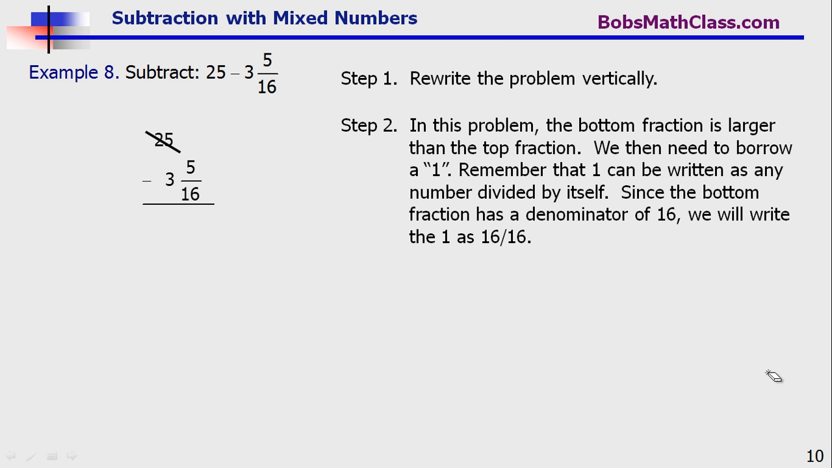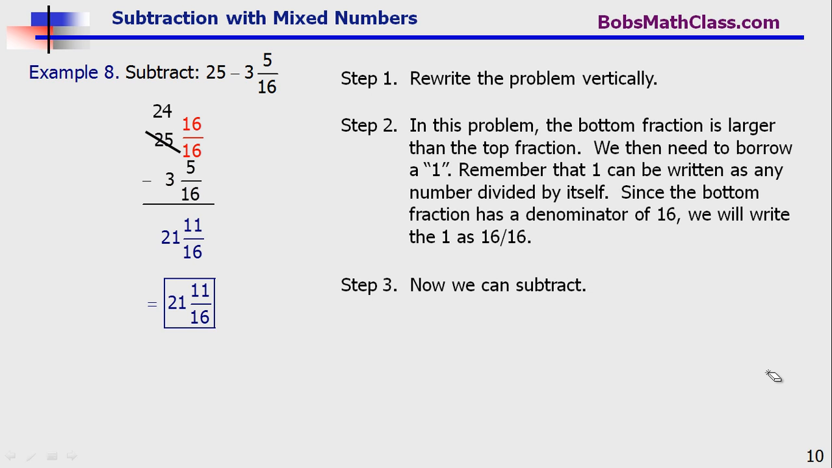So borrow 1 from the 25. That becomes 24. And then we'll put a 16 over 16 right there. So whatever the denominator is from the bottom, that's what you're going to write the fraction as. If that denominator was 11, you would write 11 over 11. Okay? And now we can subtract. So 16 minus 5 is 11. So we have 11/16. And then 24 minus 3 is 21. And we're all done.